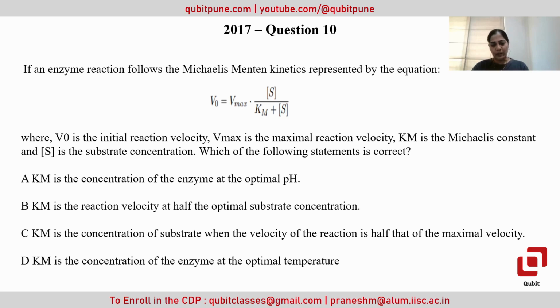Yes, option C is the correct one. Km, that is the Michaelis-Menten constant. It is the concentration of the substrate when the velocity is half of the maximum velocity, Vmax.